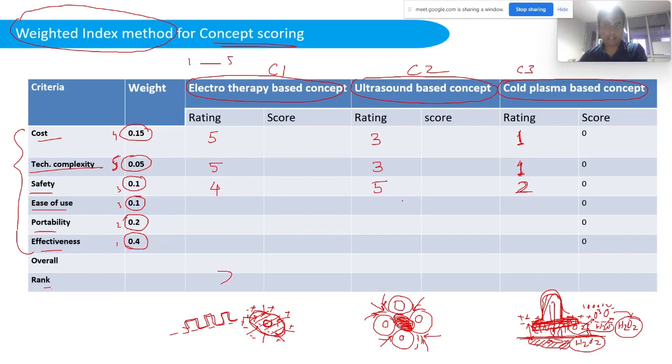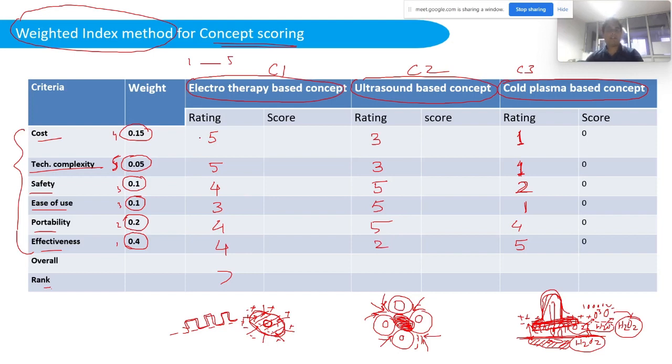So, ease of use: ultrasound is easy. Electrotherapy is a bit difficult. This is I think even more difficult. Portability, all are portable. So I think electrotherapy is 4, ultrasound is 5. This is again 4. Effectiveness wise, cold plasma is most effective. It has an antimicrobial effect. This is 4, and ultrasound is 2.